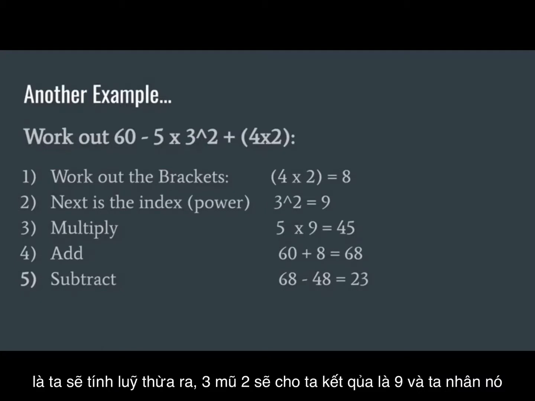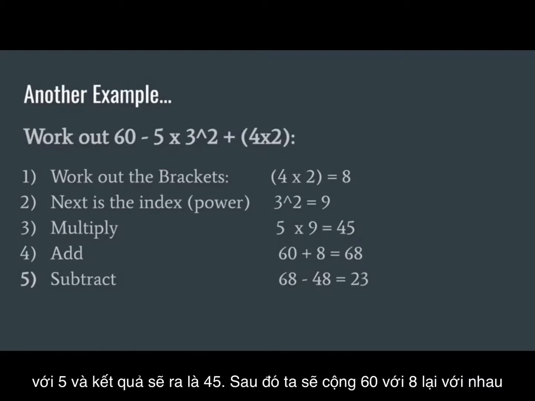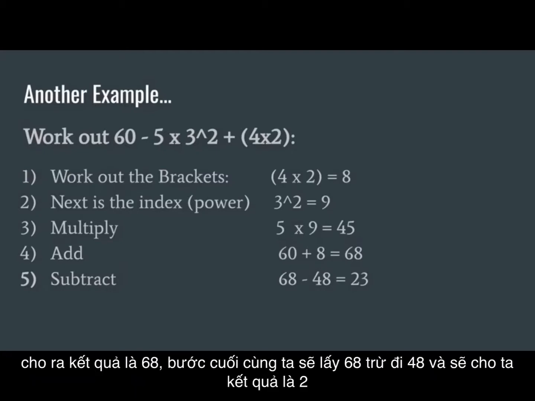And then you multiply. We take 5 multiplied by 9, and that gives us 45. We add them together, which is 60 plus 8, that's 68. And lastly, we subtract. We take 68 minus 45, that gives us 23.